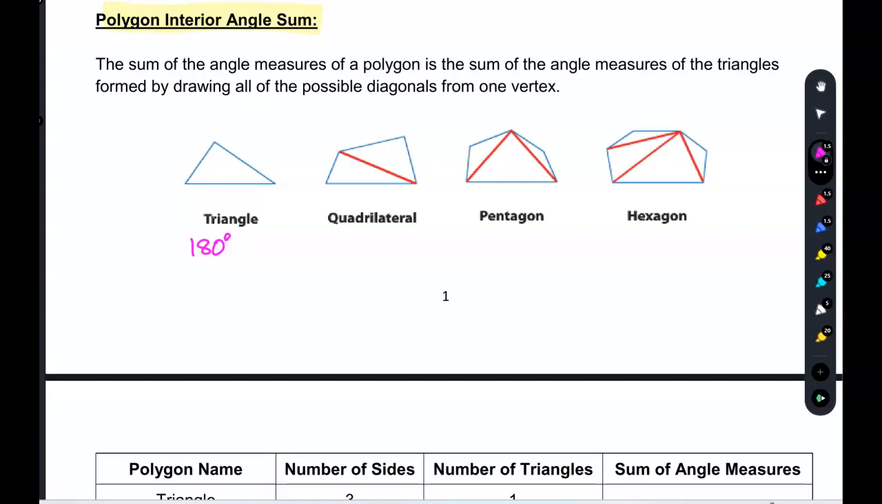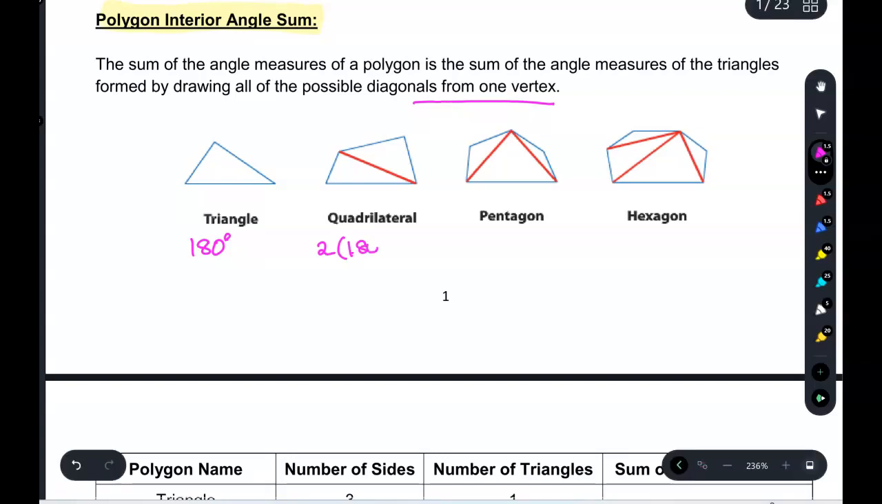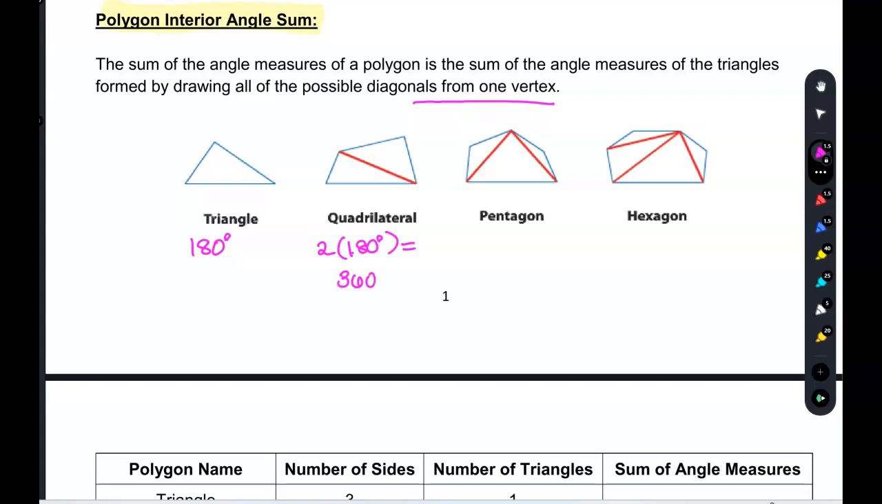So if we take a quadrilateral and we're going to extend the diagonal from one vertex, we end up with... Is that 3D? No, it's one shape. The red line is just a diagonal. So here we have two triangles inside the quadrilateral. You're probably going to want a calculator. So that means quadrilaterals always add up to 360 degrees.